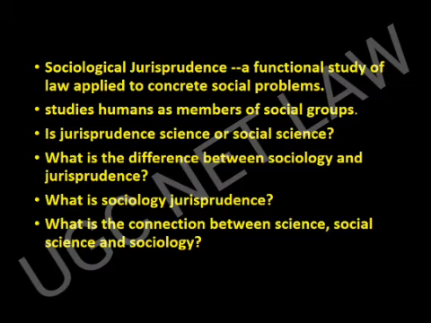What is sociological jurisprudence? As I mentioned in the first point, sociological jurisprudence is a study of law applied to concrete social problems, in order to make law an effective instrument of social control for harmonizing the conflicting interests of individuals in society. Then what is the connection between science, social science and sociology?